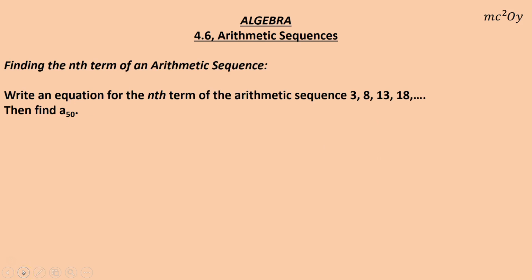Okay. Finding the nth term in an arithmetic sequence. And there's why we kind of built up to this here. Write an equation for the nth term of the arithmetic sequence. Well, in order to write an equation, first we know an arithmetic sequence is linear. And in order to write a linear equation, you have two options. You could use y equals mx plus b, or you can use point slope form, which is y minus y1 equals m times x minus x1.